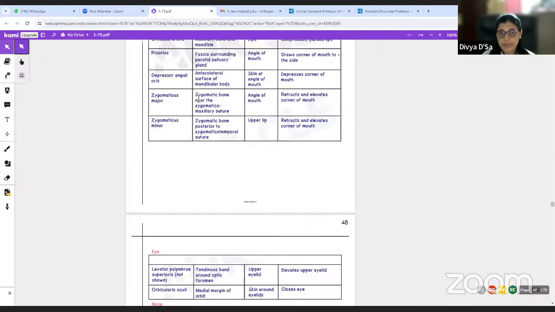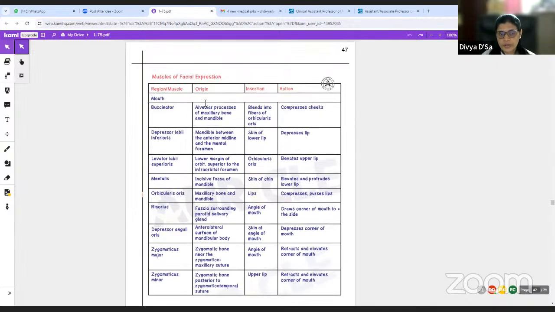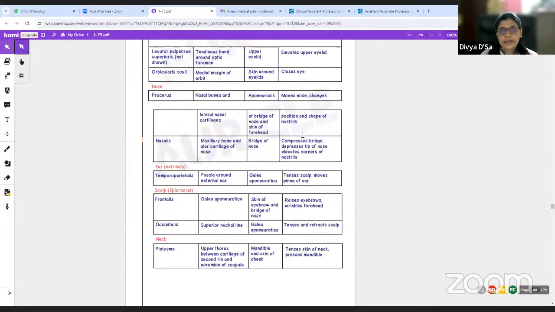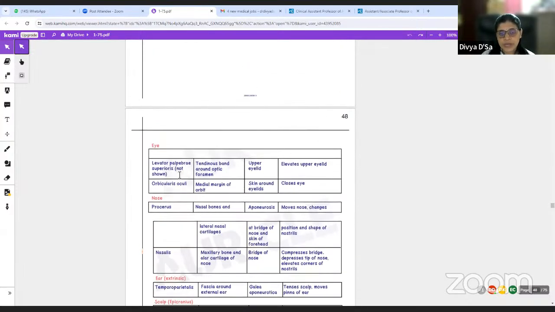So what you need to remember is that the buccinator is very important. You need to remember its origin, insertion, and action. Then around the eye, we have levator palpebrae superioris and orbicularis oculi. Levator palpebrae superioris is from the tendinous band around the optic foramen, and it gets inserted into the upper eyelid. The orbicularis oculi is from the medial margin of the orbit, and it gets inserted into the skin and eyelids. It helps in closing the eyes.